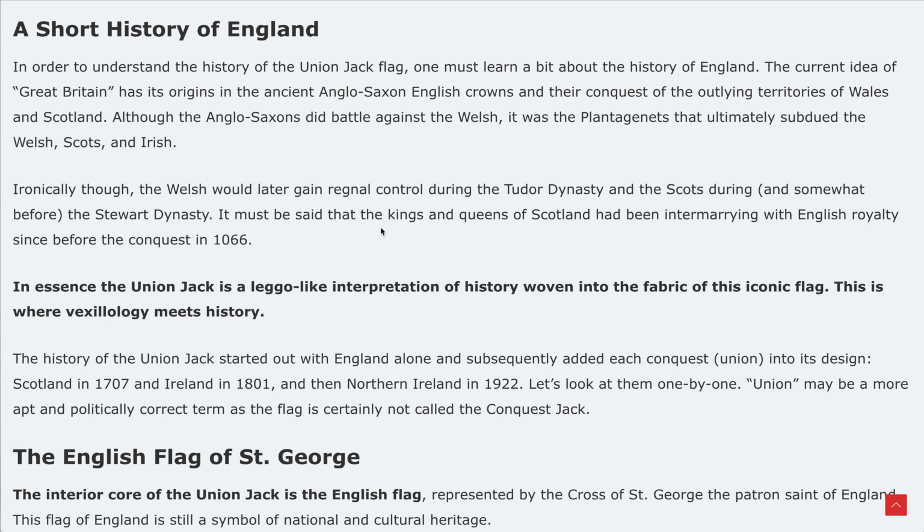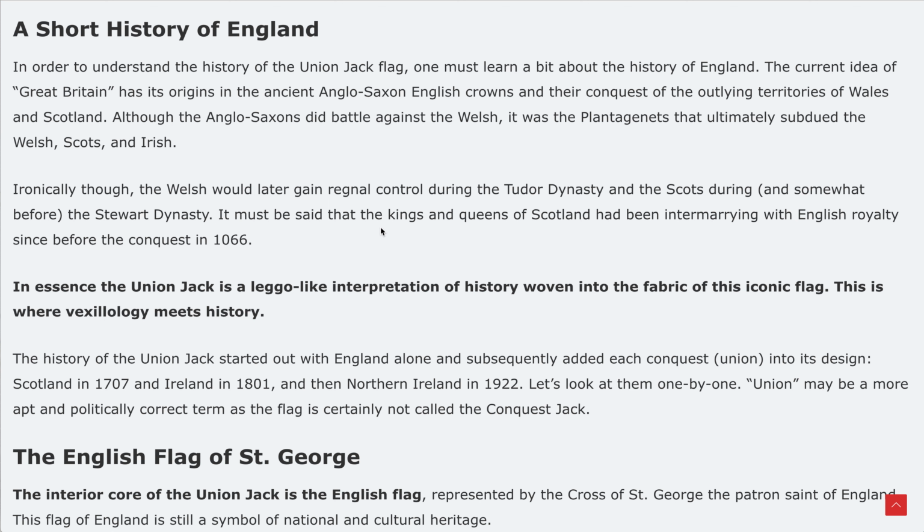Pre-1066. Although the Anglo-Saxons did war or battle against the Welsh, it was really the Plantagenet dynasty that ultimately subdued the Welsh, Scots, and Irish. I think some of my DNA is kicking back with that statement. Ironically, though, the Welsh would later gain regnal control, which is kingly control or monarchical control, during the Tudor dynasty, and the Scots, of course, during and somewhat before the Stuart dynasty.